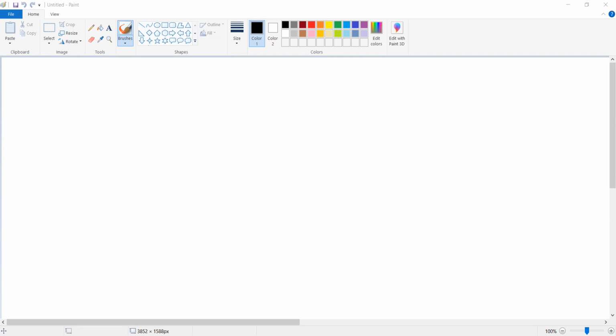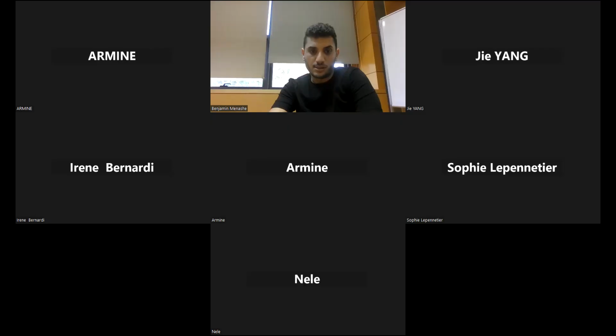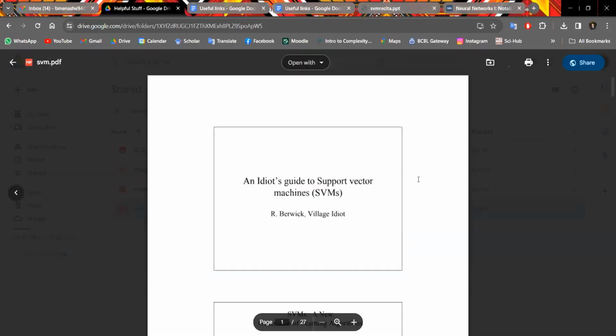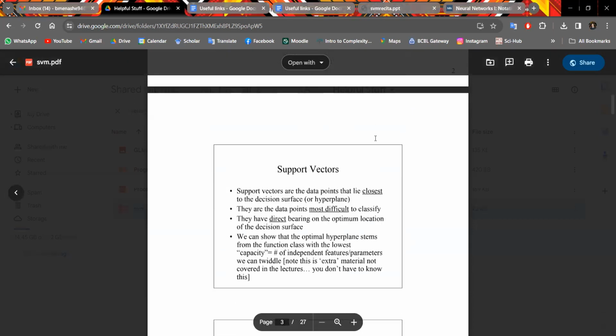I put a PDF file, an idiot's guide to support vector machines, which I found very helpful. It goes through the math, the loss functions, the Lagrange multipliers, and everything. So I am not going to go through it with you guys. You are welcome to go through it alone and then ask me questions if you have any.